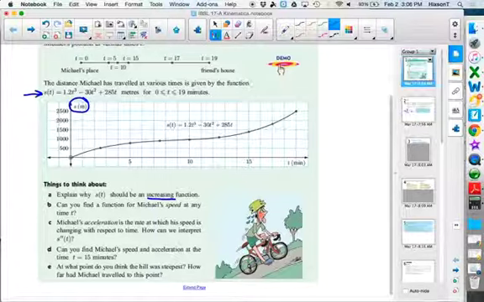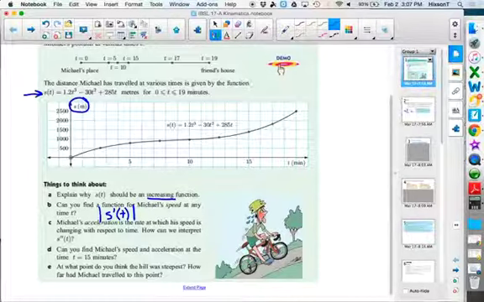Now, can we find a function for Michael's speed at any time? Yes. What is speed? It's the rate of change, okay? So it's a slope. The derivative, very good. The derivative, or the slope, will give us our velocity. Why would I say absolute value of the derivative? The speed goes in any direction.